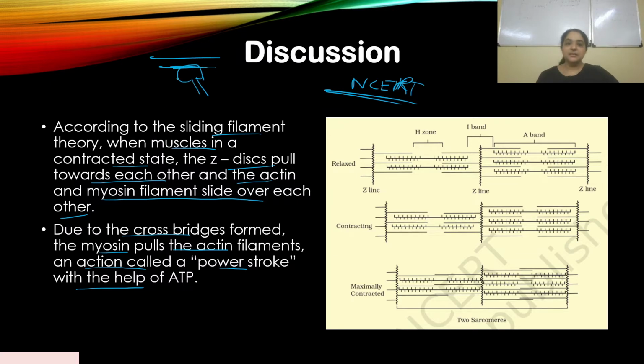Now there is ATPase activity happening at the myosin head. That means obviously muscles need energy to contract. Like if I need to pull anything or pick up something, I'm using my muscles. I need energy for that, right? So ATPase activity is present in the myosin head, which converts ATP to ADP. This is how energy is created, and this power stroke pull is there. It pushes forward. That is called a power stroke.